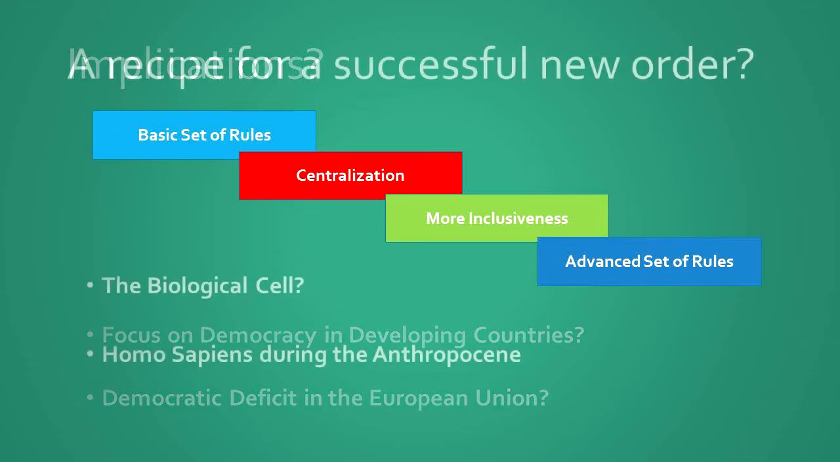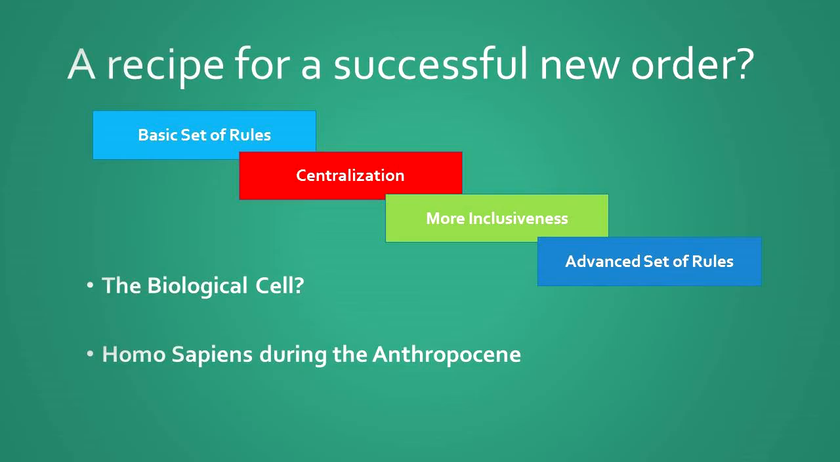Okay, last slide. Because this is food for discussion, I'm wondering whether it might also be a recipe for successful new orders at other stages in big history. This very simple model of a basic set of rules, then centralization, then more inclusiveness, and then an advanced set of rules. For example, in the biological cell, could RNA be a basic set of rules? Eukaryotic cells, are they a form of centralization within the nucleus? And is, for example, DNA a more advanced set of rules? This is very, I don't know.